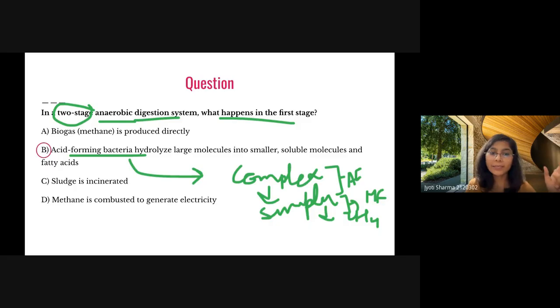Acid forming bacteria work under high temperature, and can decompose your complex organic compounds into simpler ones. But because we need to recover the energy, some of the bacteria, for example methane forming bacteria, are mesophilic. Mesophilic means they need ambient temperature. At that ambient temperature they will produce methane from your sludge. So that would be the second part.